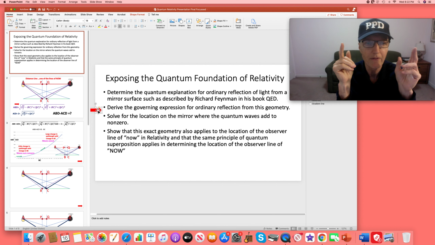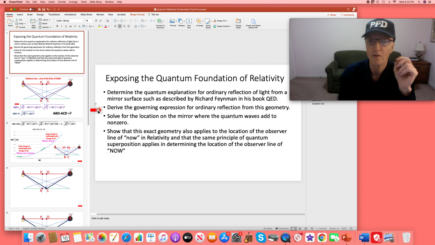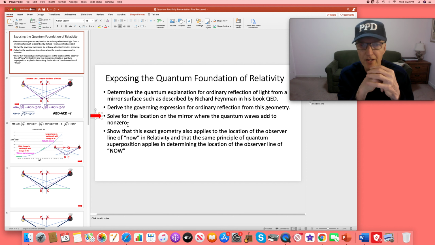So, the next thing we want to do is derive the governing expression for ordinary reflection from this geometry. Then we want to solve for the location on the mirror where the quantum waves add to non-zero.